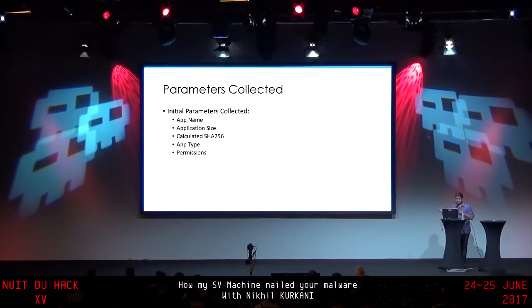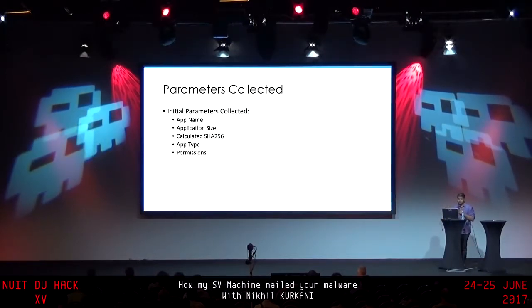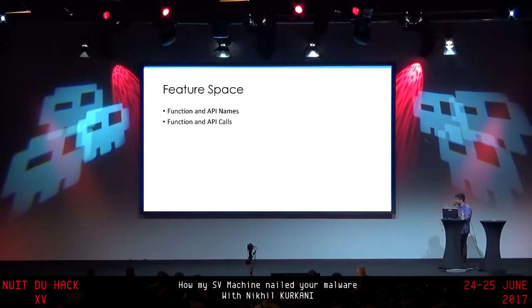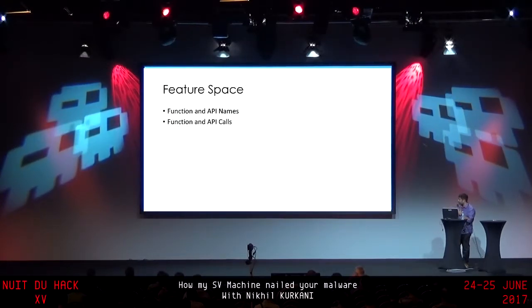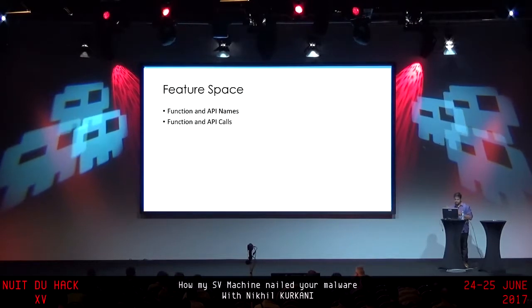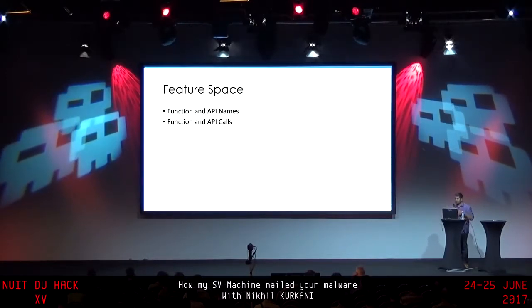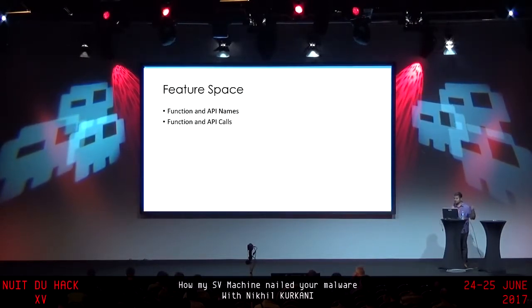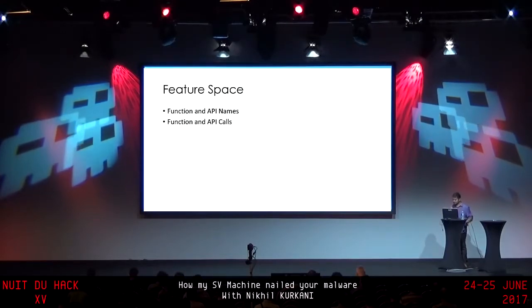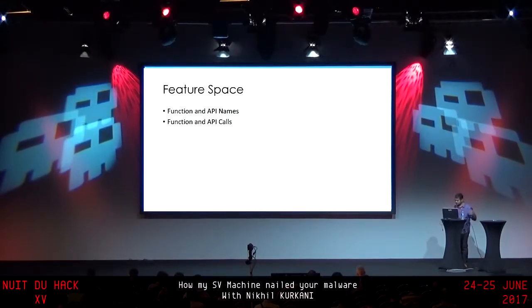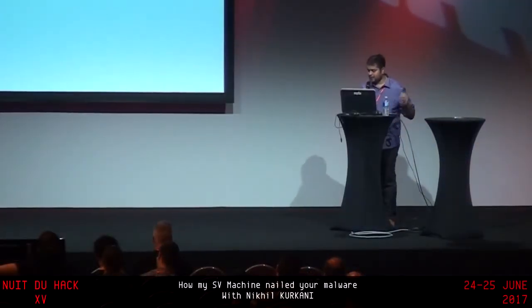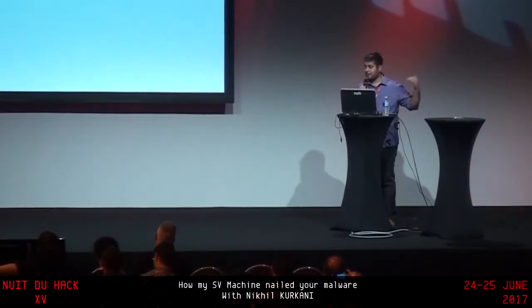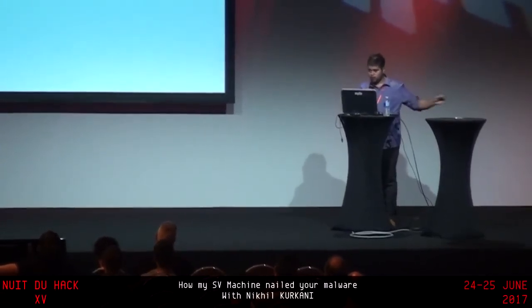These would come in handy for the initial purpose, but for the later part, the major thing that would come into the picture would be the feature space, which would be the function and API names, and the function and API calls. When we consider the basics, from a programmer's perspective, take Java, for example, which is a procedural language. Everything starts off with a main function, and it goes on with various function calls being made to different functions and APIs and whatnot.